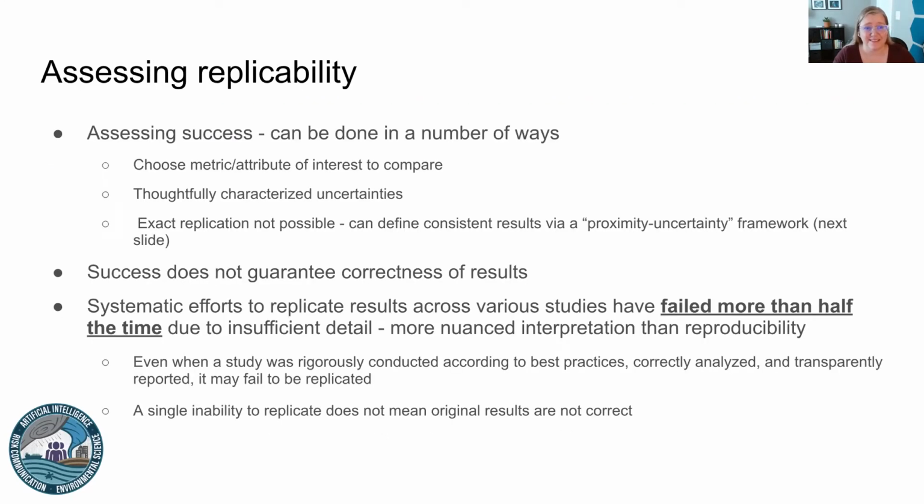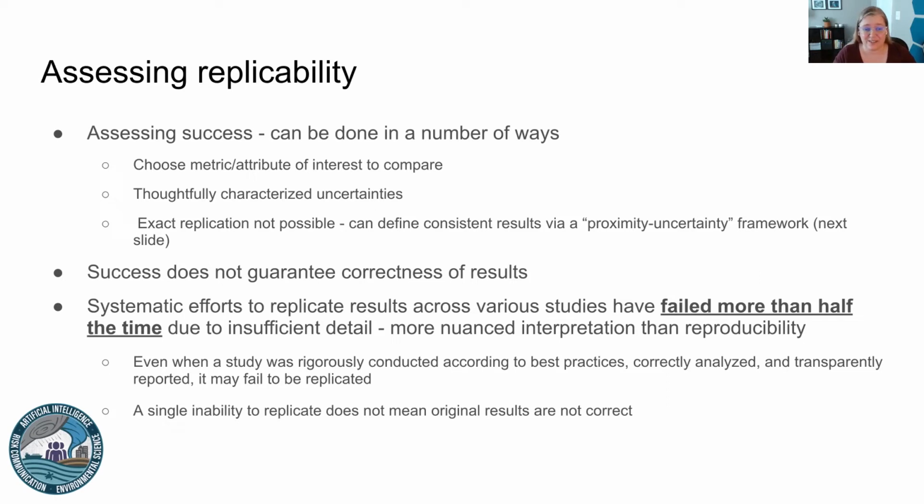In assessing success of replication, it can be done in a number of ways. Once again, choosing our metric or attribute of interest is really crucial. It's even more crucial now because the different studies will likely have different methods. They might have different goals. So you really have to figure out what you're comparing from study A to study B that we can expect to be the same or similar, and it has to be something that actually interests us.